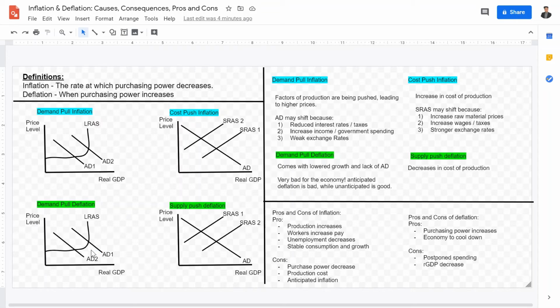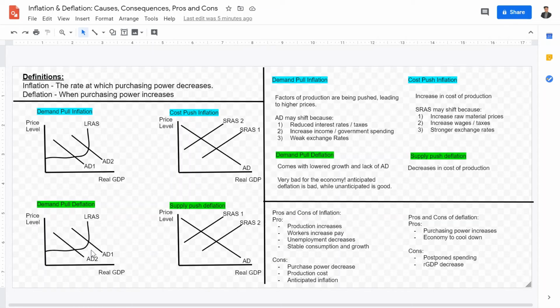If anticipated deflation occurs, then consumers will stop spending money because they know that if tomorrow my money is going to be worth more, and if tomorrow I could buy more stuff with my money, why should I spend money today when I could just postpone for tomorrow? So the delay and decrease in spending will cause a negative feedback loop, causing more demand pull deflation to occur. Okay, this is very bad for the economy.